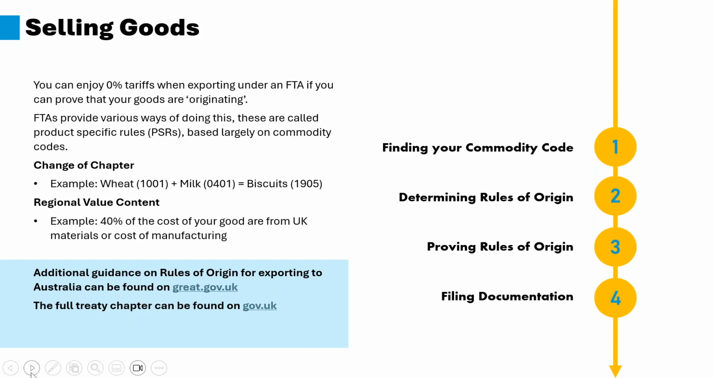And another type is called regional value content, which usually stipulates the percentage of the cost of your good that is from the UK, or that 40% of the material used originated from the UK, and that counts as well. Just to note that there are additional guidance links on this slide deck, which will be distributed after the presentation, so you can look at additional guidance on this.